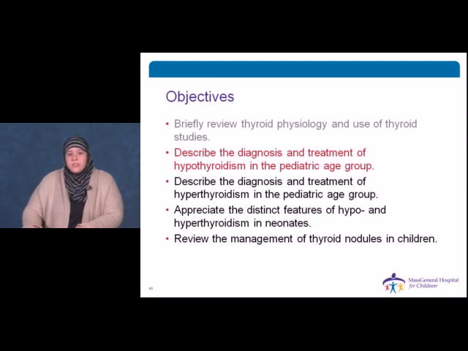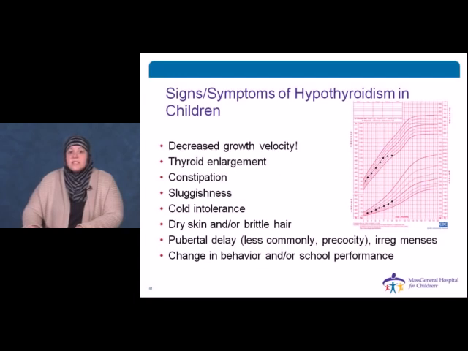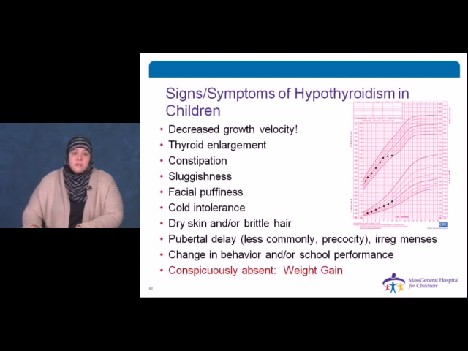So let's move on to describe the diagnosis and treatment of hypothyroidism in the pediatric age group. The signs and symptoms of hypothyroidism in children are probably familiar to you. To me, one of the more important symptoms is decreased growth velocity, as you can see in this growth chart. In addition, commonly you'll see thyroid enlargement or goiter. You may see constipation, sluggishness or decrease in energy, cold intolerance, dry skin or brittle hair, sometimes with hair loss. And children who've already had menarche may have irregular menses. Hypothyroidism can also cause pubertal delay, and much less commonly it can cause pubertal precocity. And finally, there may be a change in behavior or school performance.